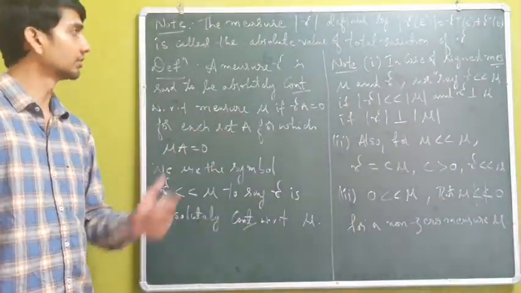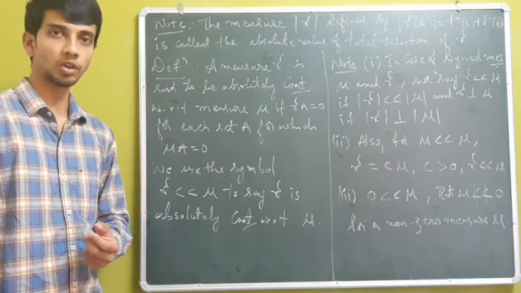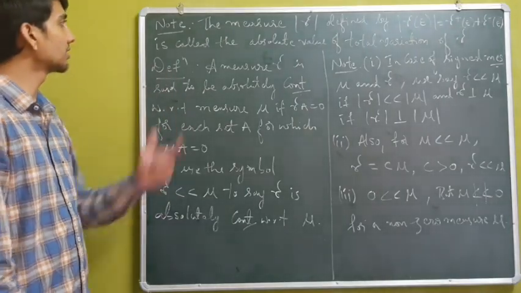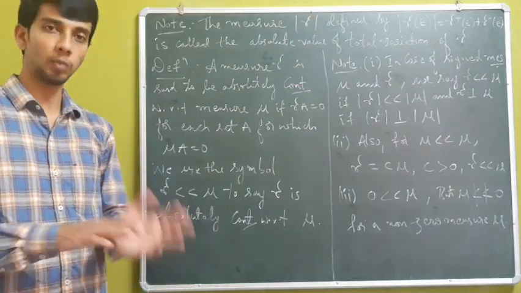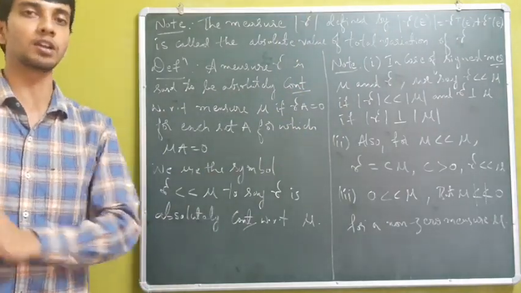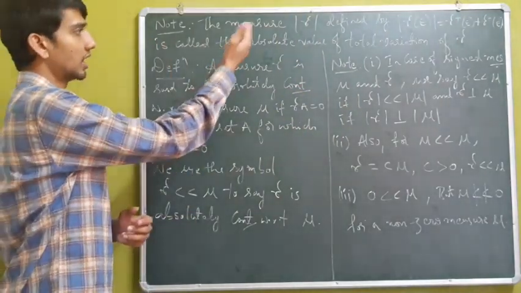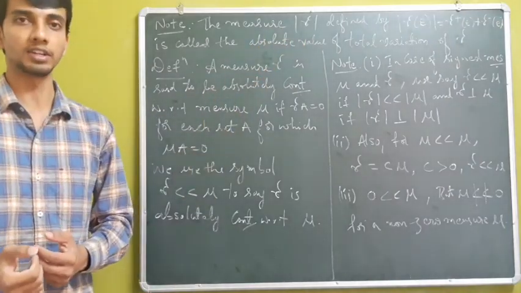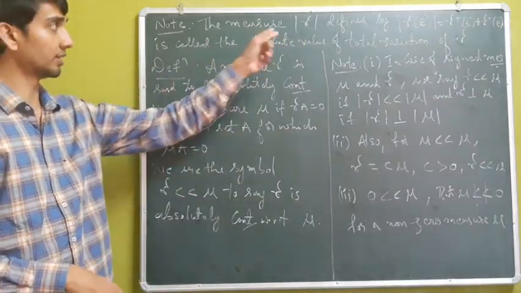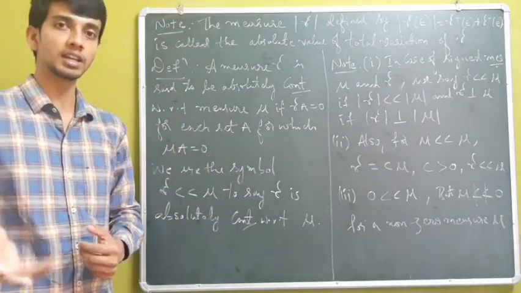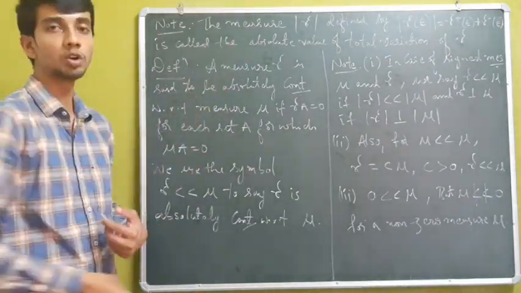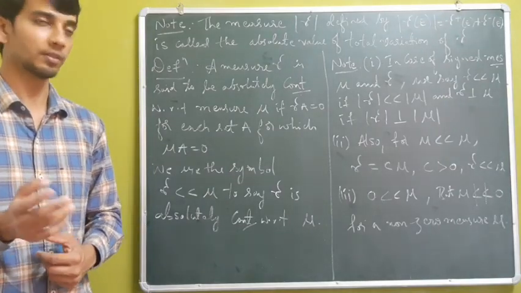For the next, we have some notes and definitions to follow. To see the note first, the measure mod of gamma, defined by mod of gamma of E to be the positive part of E plus the negative part of E, is called the absolute value or total variation of gamma. So we have defined the modulus of gamma to be the positive part plus negative part, and it is said to be the absolute value or total variation of gamma.